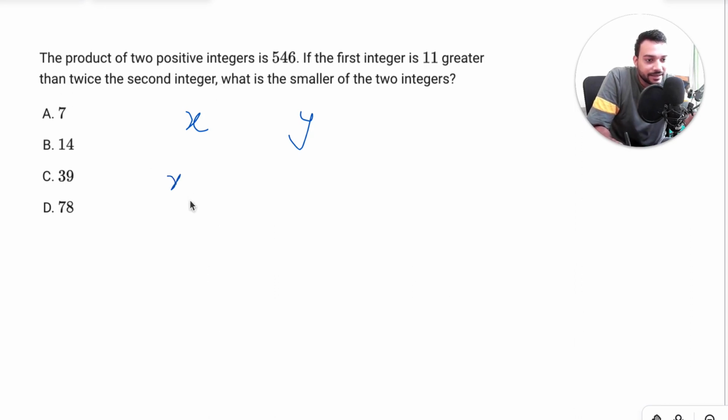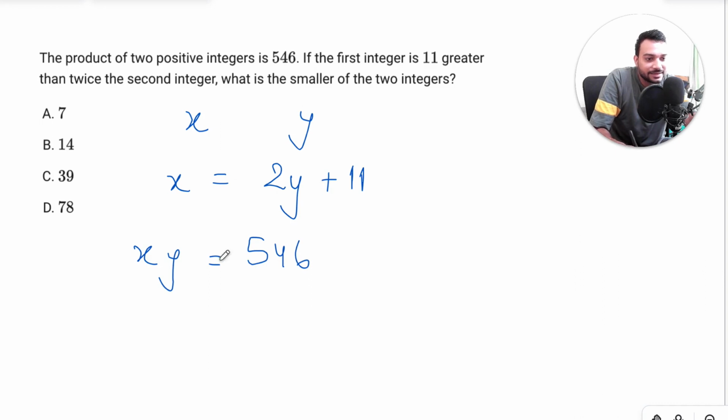So x is 11 greater than twice the second integer. That means x is 2y plus 11. What is the smaller of the two integers? So now we have these two things. We have x in terms of y and y is there. The product of them is 546. So we can form the equation as x times y is 546.